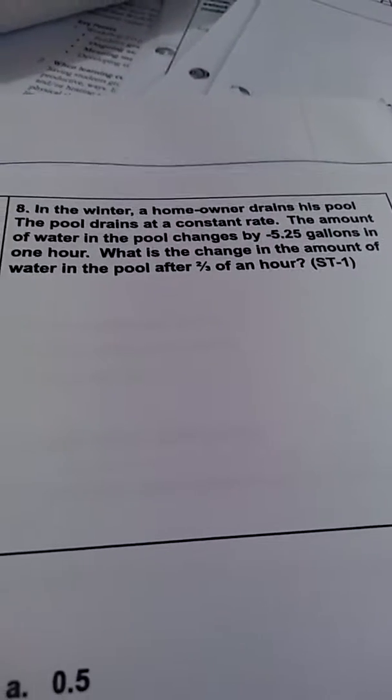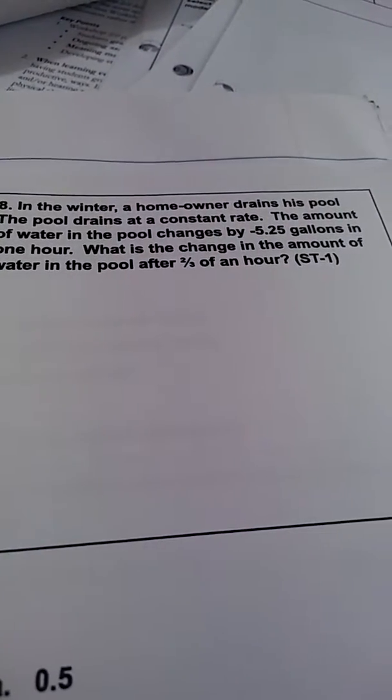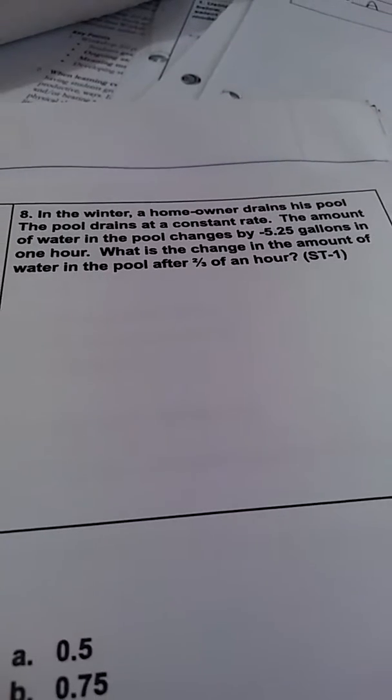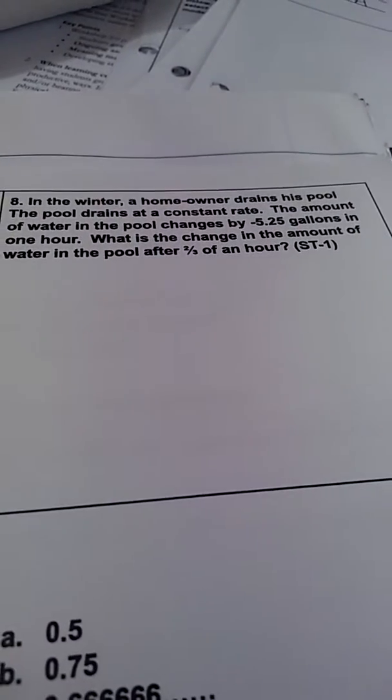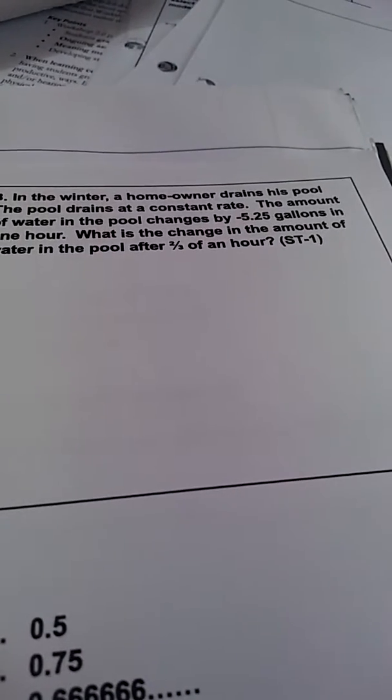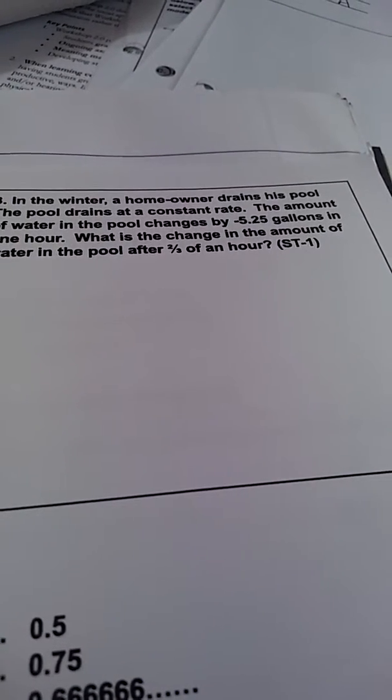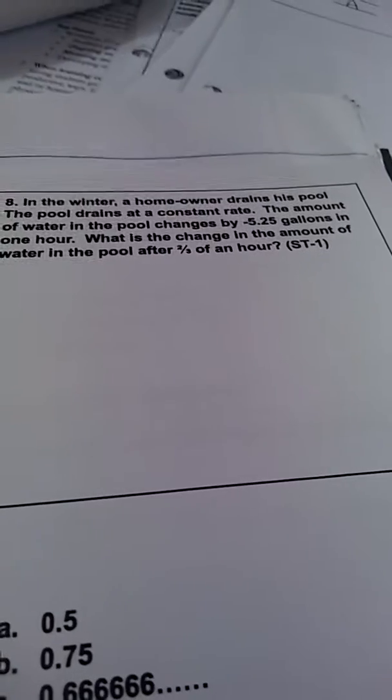Homeowner drains his pool. The pool drains at a constant rate. Constant means it's changing at the same rate the whole time. The amount of water in the pool changes by negative 5.25 gallons in 1 hour.